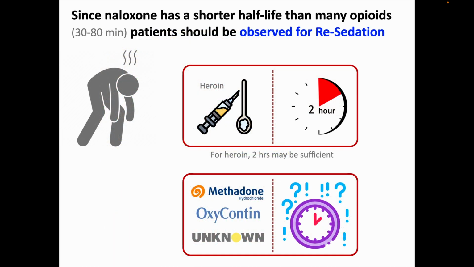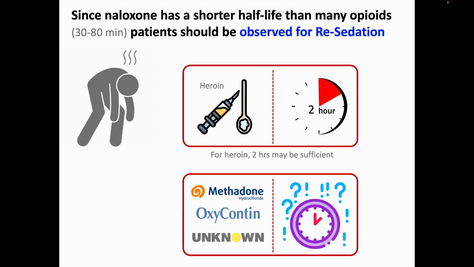Naloxone has a pretty short half-life, around 30 to 80 minutes, and this half-life is shorter than that of many opioids. So there's the possibility, after reversing opioid toxicity with naloxone and waking the patient up, that they could later become resedated. Patients having received an opioid antagonist should undergo some period of observation until we think they're safe from this resedation. Now, heroin also has a pretty short half-life, so if we knew for certain that a given patient's overdose was from heroin, it might be sufficient to observe that patient for 2 hours after naloxone reversal.